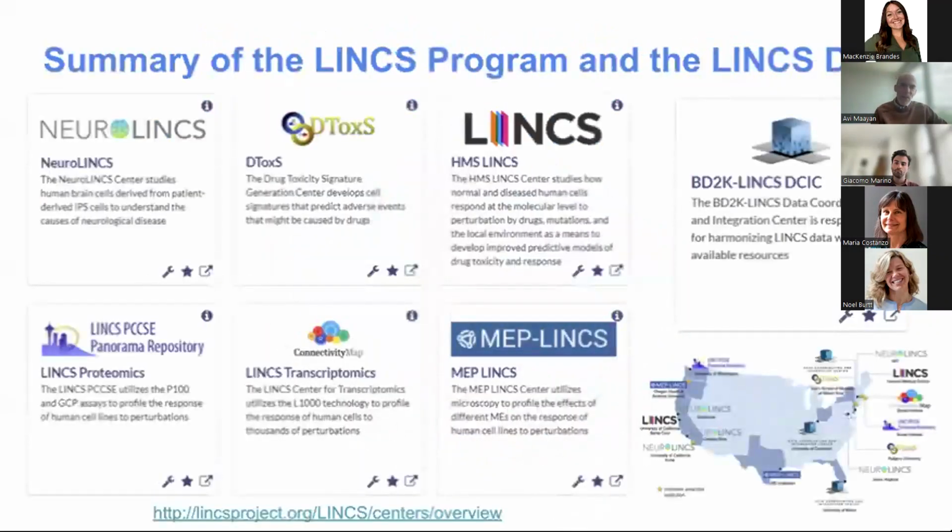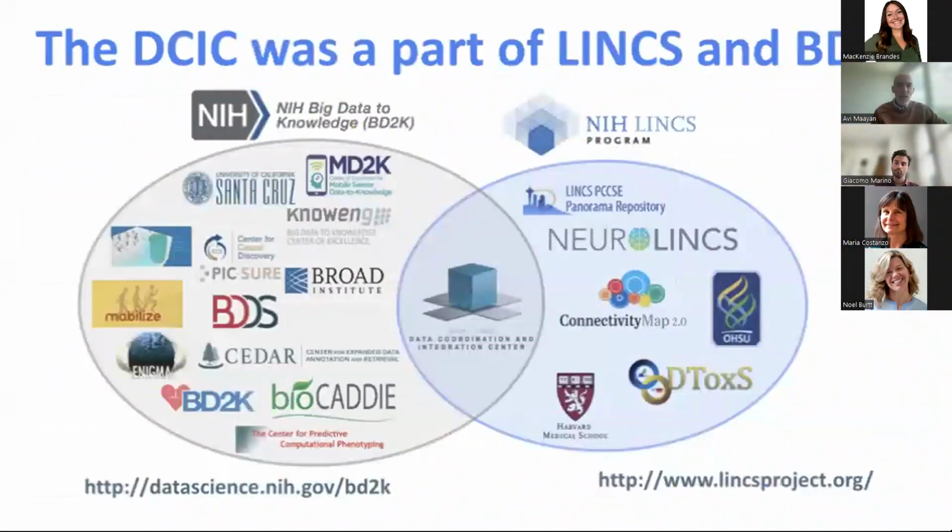So Links had two phases. The first one was 4 years, the second one was 6 years. In the second phase, the program was expanded to have 6 data generation centers and one DCIC, which was us. And this is the map of where they were on the US map. And this is represented on the portal that we developed for Links as the data coordination center.